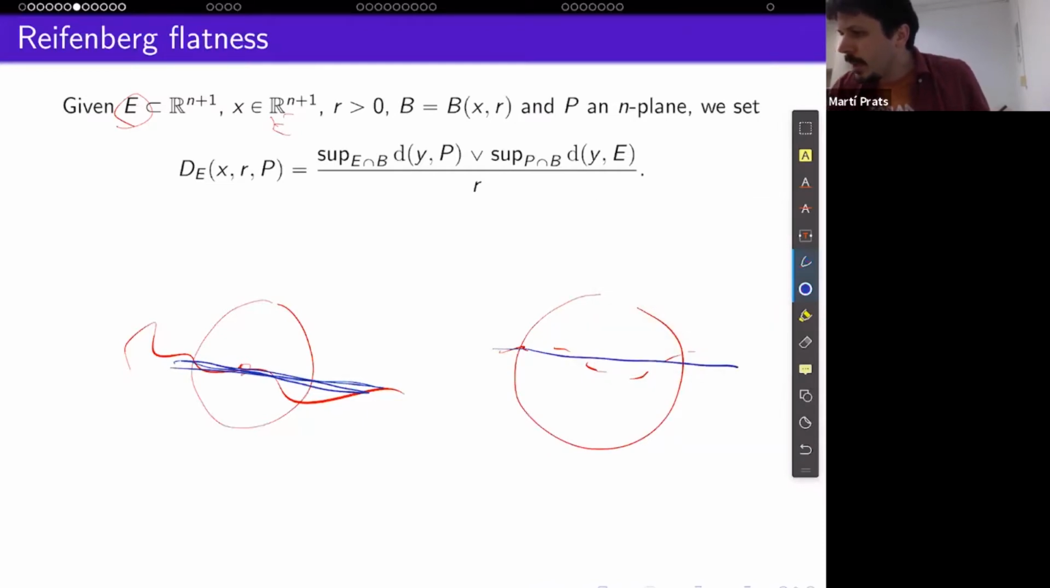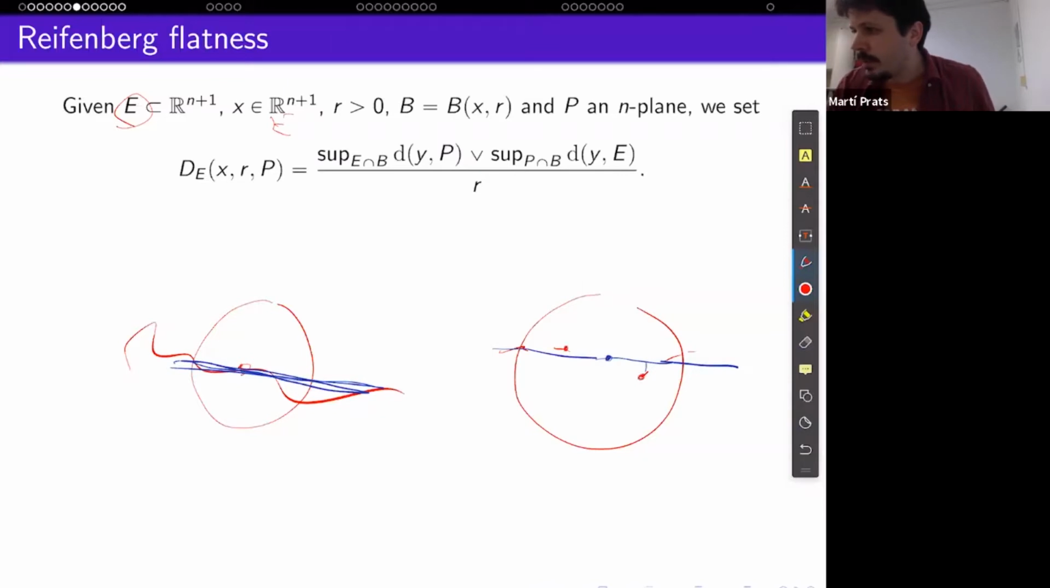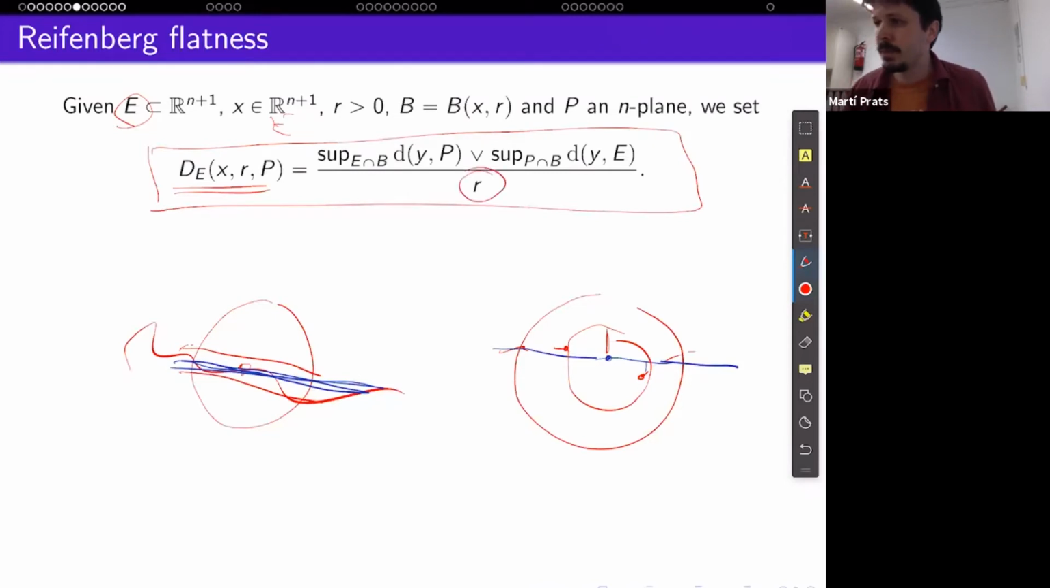Then here, maybe the distance would be small, but still there are big gaps. These points are very close, but in the reverse direction, this point here is very far from this point here. So this coefficient would be very big. Instead, here what we are asking is a kind of bilateral beta. So in both directions, the distance from red to blue and the distance from blue to red are both small. And we always take a scale invariant version. It is like Peter Jones betas, but somehow bilateral.